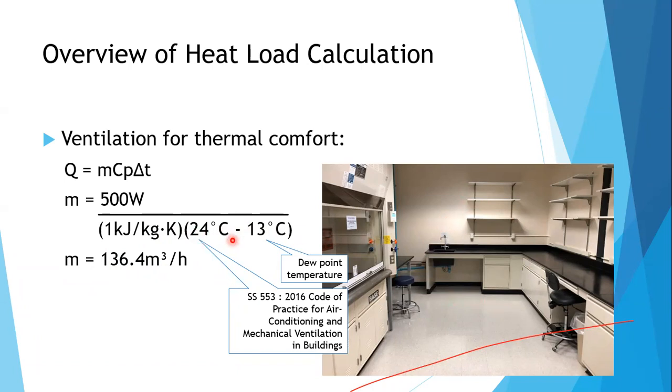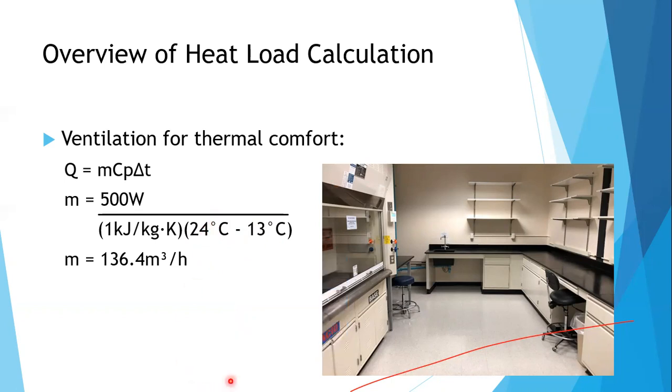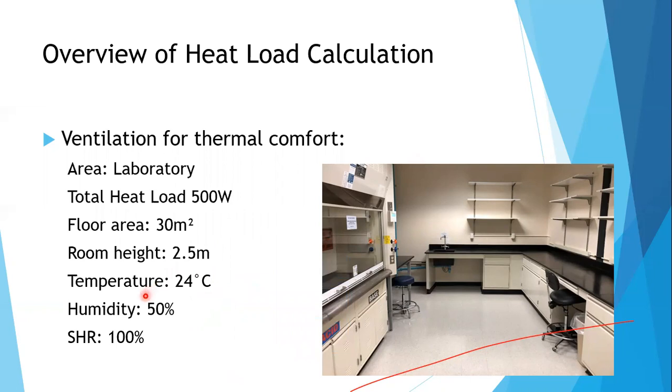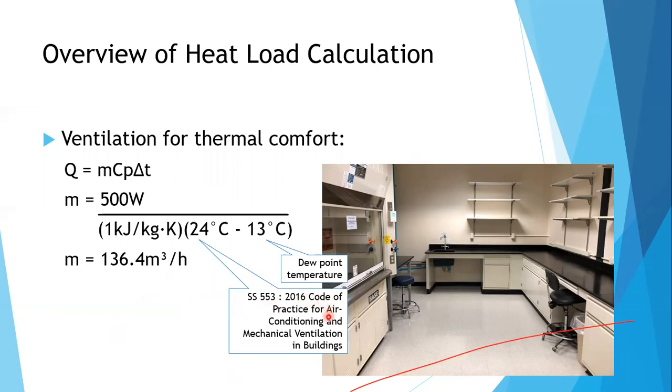This 24 is as per code of practice or local code SS553, design indoor air temperature. So other codes, for example, when I was practicing in the Philippines, the design temperature is at 23 degrees Celsius. Now it's at 24 degrees Celsius here in Singapore. So depending on your local code, what is the design indoor parameters? So this 24 and 50 is the design indoor parameters according to this code.